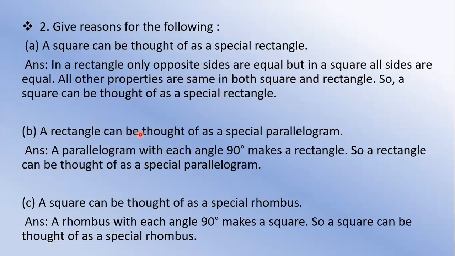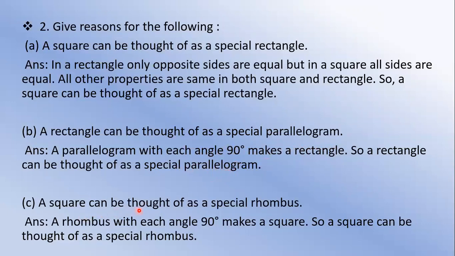Next question, a rectangle can be thought of as a special parallelogram. In a rectangle and a parallelogram, most of the properties are the same. In a parallelogram, only opposite angles are equal. But in a rectangle, all angles are equal and 90 degrees. So a parallelogram having each angle 90 degrees can make a rectangle, right? So a rectangle can be thought of as a special parallelogram.